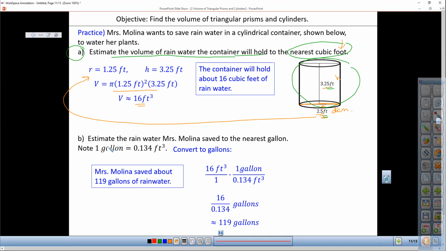Part B says we're to estimate the rainwater that Mrs. Molina saved to the nearest gallon. And then it gives us a conversion that involves our cubic feet units. So we can take then our volume estimate of 16 cubic feet, multiply it by a conversion ratio so that we get rid of our cubic feet, they cancel out, and leave us with gallons in our numerator. And then that would be 16 divided by the 0.134, since the 0.134 is in our denominator, and it gives us about 119 gallons of rainwater. It's a pretty big container.